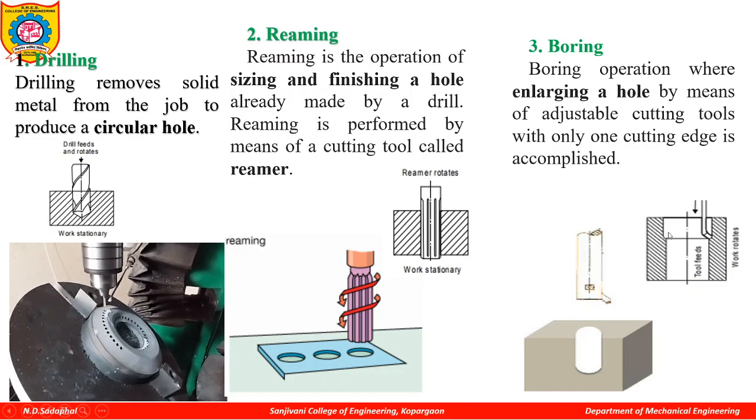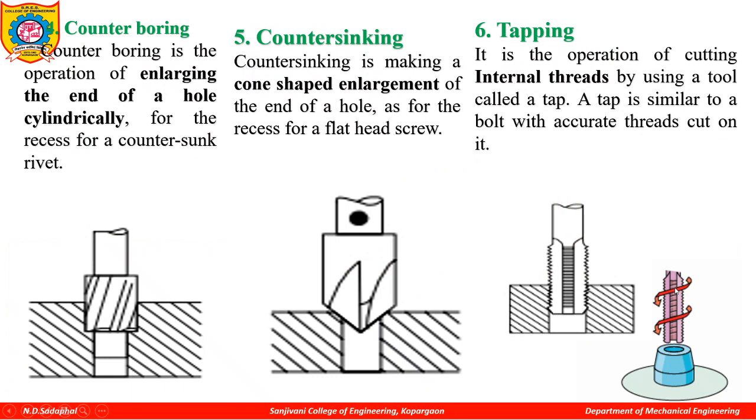So that total hole size will be increased. Diameter will be increased. Suppose this is a workpiece, and the hole is drilled from the top surface to the bottom surface. So the total diameter from top to bottom surface will be increased. Now what is counter boring?